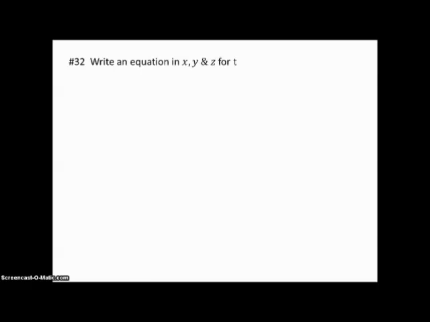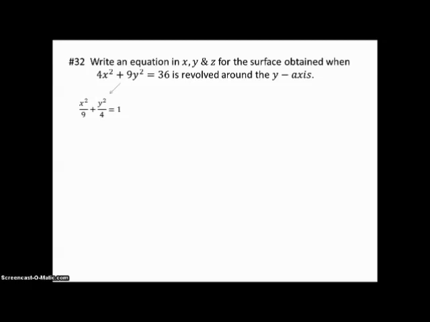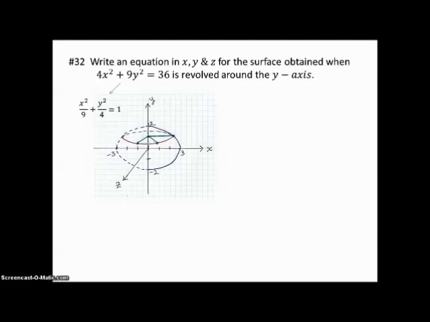Number 32. Write an equation in x, y, and z for the surface obtained when 4x squared plus 9y squared equals 36 is revolved around the y-axis. So first of all, we recognize that this is an ellipse, and there it is in standard form. And there's the graph. And what we're going to use is the right side of the curve to go around the y-axis. And then I've drawn a circular cross-section on the y-axis.